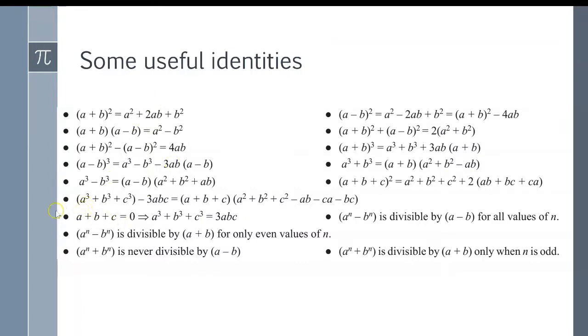Similarly, this one is also very, very important: a cube plus b cube plus c cube minus 3abc is equal to (a plus b plus c) times (a square plus b square plus c square minus ab minus bc minus ca). So all these equations or identities should be learned by heart.